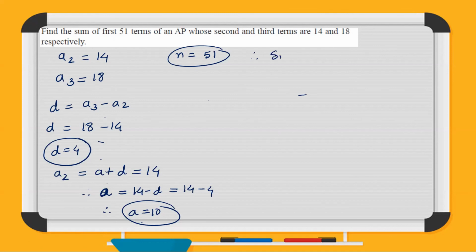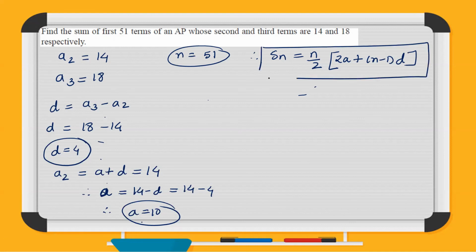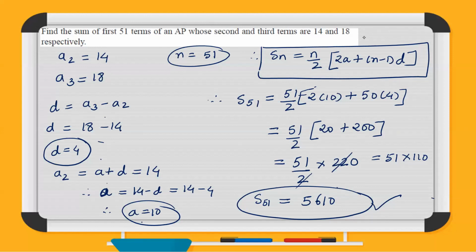So put in the Sn formula, Sn is n by 2, 2a plus n minus 1 into d, right? So therefore, putting in the values, S51 is equal to 51 upon 2 in bracket 2 into 10 plus 51 minus 1, 50, into 4. So solving this, we get that the sum of first 51 terms is 5610.